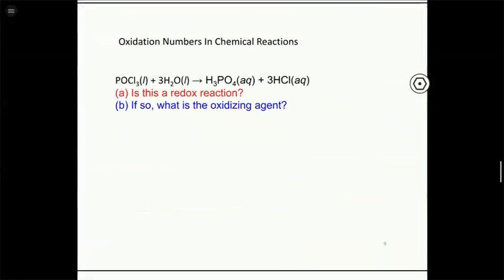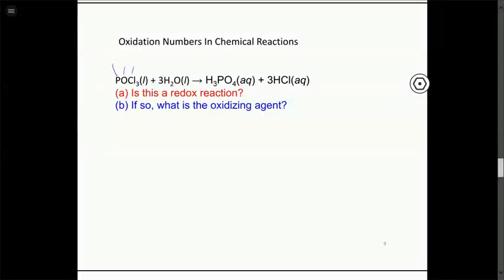This time we'll take the product of that first reaction, POCl3, and then it reacts with water. This is called a hydrolysis reaction to make phosphoric acid and hydrochloric acid. Okay, so that's the second reaction we'll consider. We have to answer the same questions. Is it a redox reaction, and if so, what's the oxidizing agent? So we have to start by assigning all of the oxidation numbers to decide if it's a redox reaction or not.